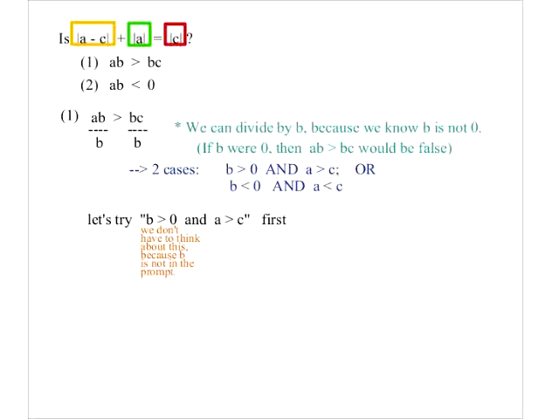So let's try that first. If we try that first, then A is somewhere greater than C. So if we do, we can try them both positive. And then B is somewhere over here and we just don't care.